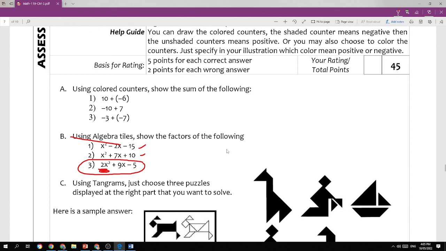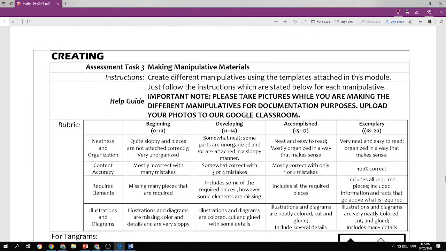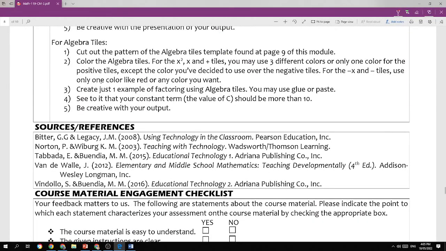It's just a matter of placing all of them. You close the figure. If it can't be closed, then you put zero pairs. This is for letter B, creating or critical thinking. Sorry, the creating part is the algebra tiles. You make your own example. Create just one example of factoring. Just one example.